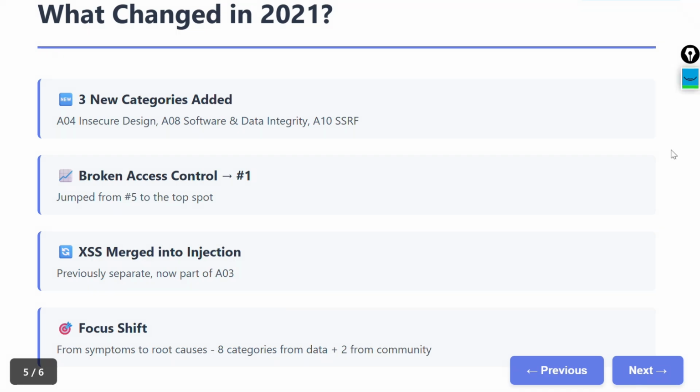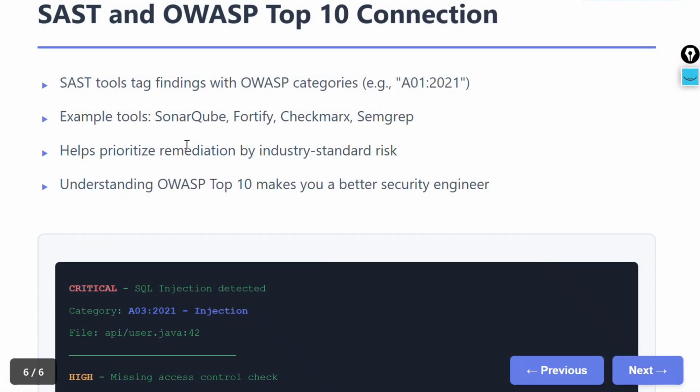Moving further, we will be discussing how SAST and the OWASP top 10 are connected together. We all know SAST tools tag findings with OWASP categories, based on how the scanner itself works. When a SAST tool scans the code, it doesn't just say there is a problem. It actually tags each finding with the relevant OWASP category. For example, you will see something like A01 2021, which is broken access control, or A03 2021, which is SQL injection.